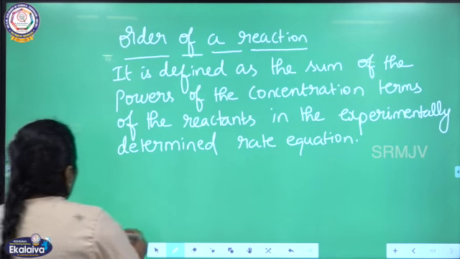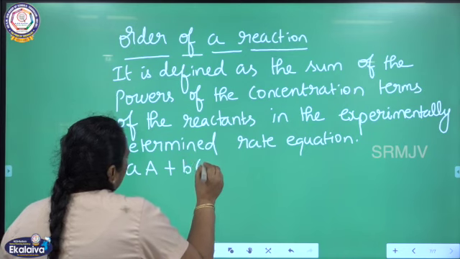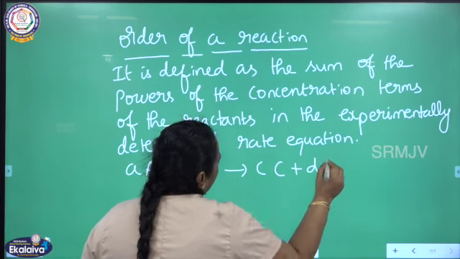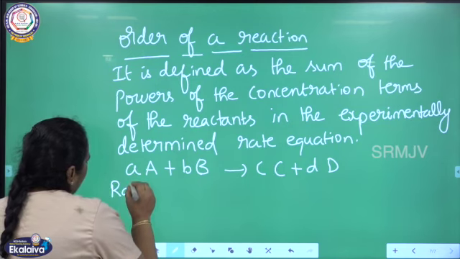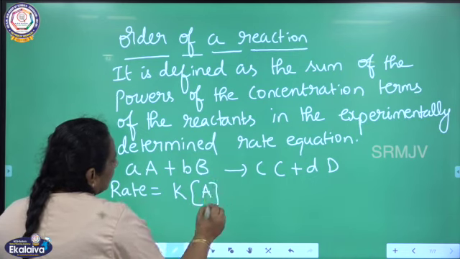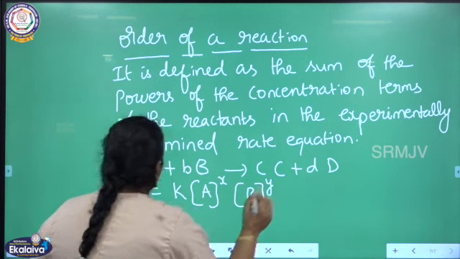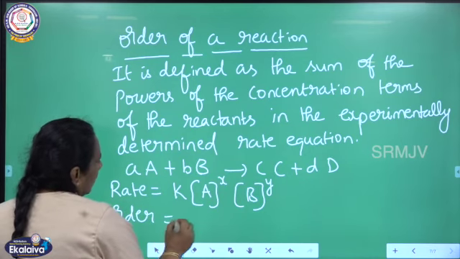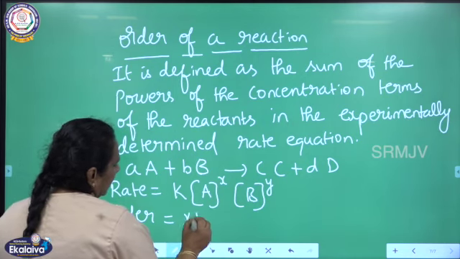So, here for example, I am going to give you a reaction a moles of A plus b moles of B gives c moles of C plus d moles of D. What is the order of the reaction here? First you write the rate equation. Rate of the reaction is equal to K into A power X and B power Y. What is the order of the reaction? Order is equal to, we are adding the sum of the powers. What is that? X plus Y. Order of the reaction is X plus Y.